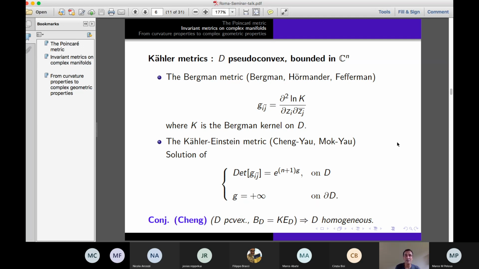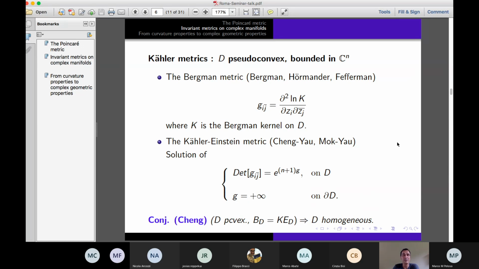So here we go to higher dimension and we consider a bounded domain in Cn. I will consider it also pseudo-convex. Pseudo-convexity is the complex analogue of convexity in the real case. Convexity is not invariant under biholomorphisms, but it is replaced by the notion of pseudo-convexity, which is the natural one because it's invariant under biholomorphisms.